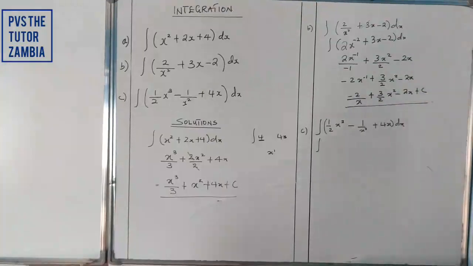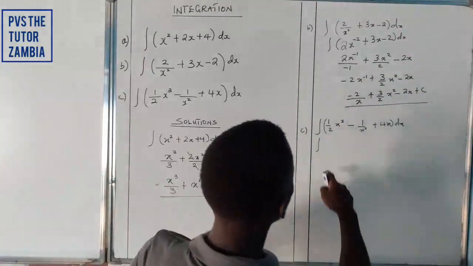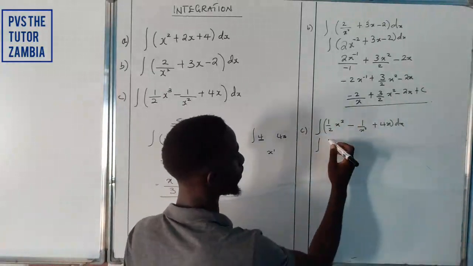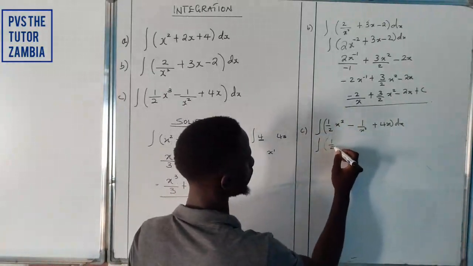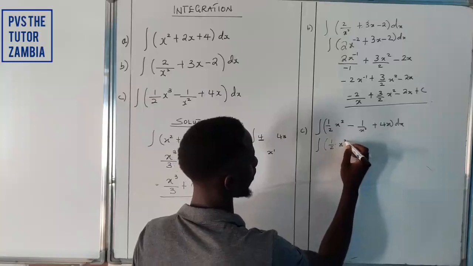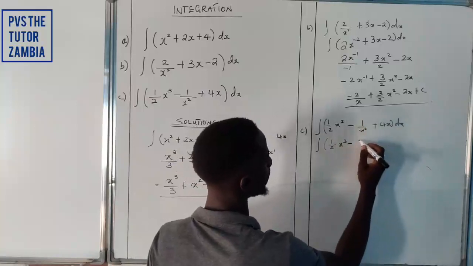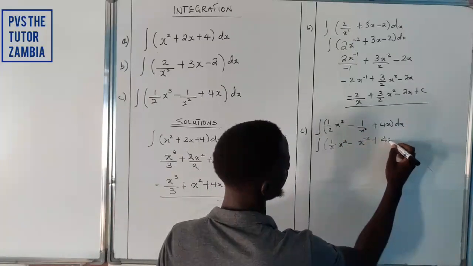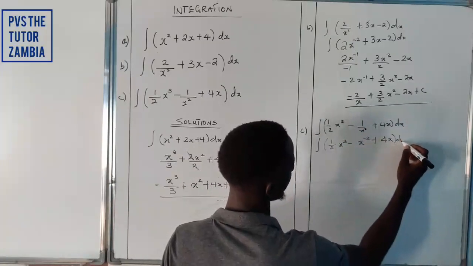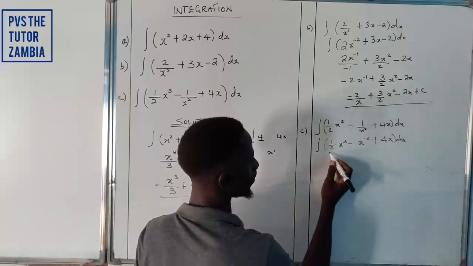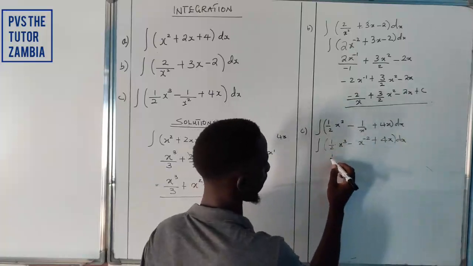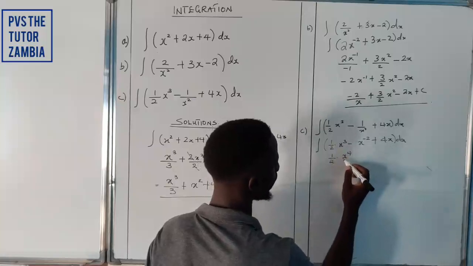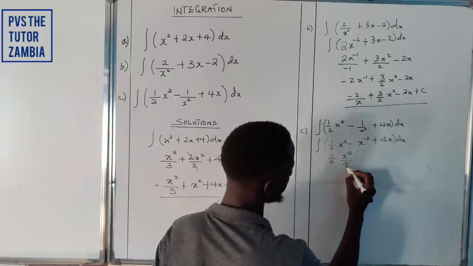Alright? Now let's go to part C. How do we integrate this one? The first thing that we need to do is write this in standard form. So this will be half times x to the power 3, minus, this one goes up, becomes x to the power negative 2, plus 4x. That is in standard form first. So we say we are increasing the power, so that will be half multiplied by x to the power 4. Then you divide by 4 there.